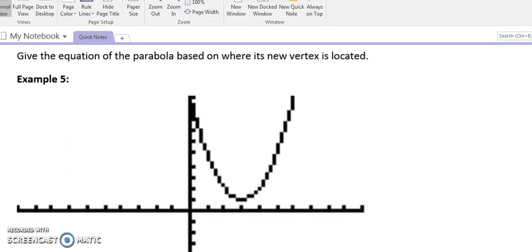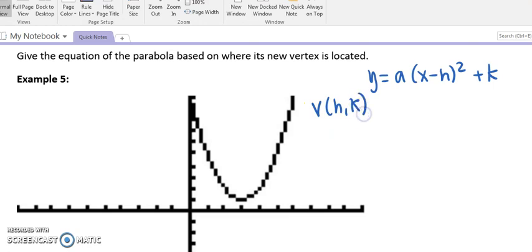Give the equation of the parabola based on where its new vertex is located. So if we have y equals a(x minus h) squared plus k, remember your vertex is h comma k. So if we look at this graph, our vertex is at 3, 1. I also want to point out something about a. Right now on these graphs, you don't have to worry about finding if it's being vertically stretched or compressed. We're not going to be that crazy to you.